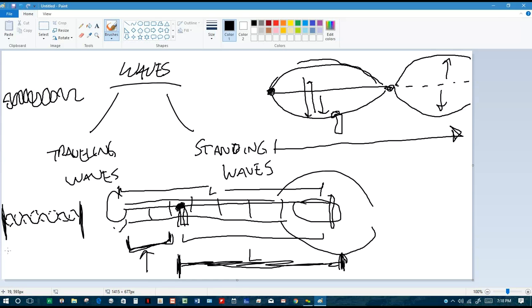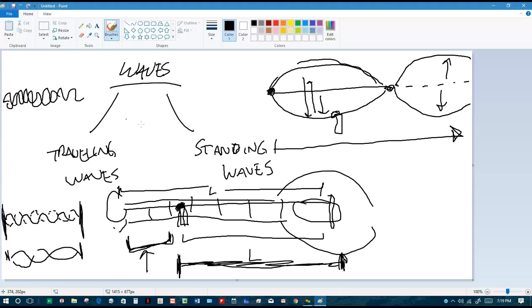Where if you plucked a different string and it only produced, let's say, 3 loops like this, that's a lower frequency. And when you pluck it and see that pattern, you'd hear a lower pitch, which means lower frequency. And that means that string is not vibrating back and forth as many times per second. Because you remember that frequency as a word refers to how many times per second something is happening. So when you're dealing with waves on a string, known as standing waves, frequency is related to how many times the wave vibrates.